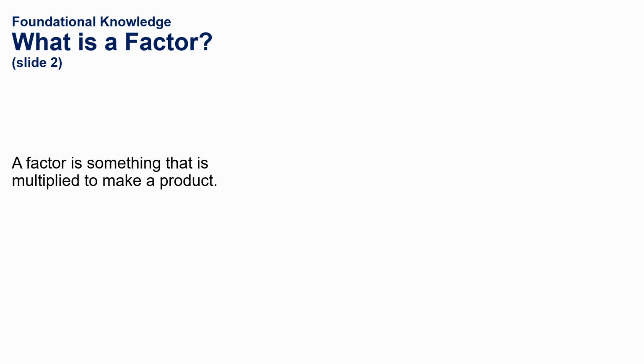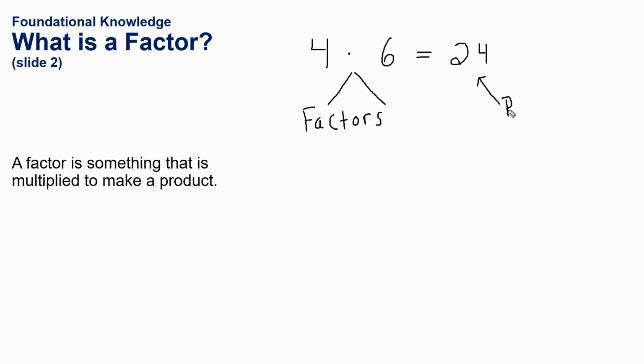Let's first take a look at what is a factor. So a factor is something that is multiplied to make a product. As an example, let's say we have the statement 4 times 6 equals 24. To define what each of these different numbers are here, we have 4 and 6. Each of these are considered to be factors then of the number 24. The number 24 then is what's called a product. It's the answer to a multiplication fact.